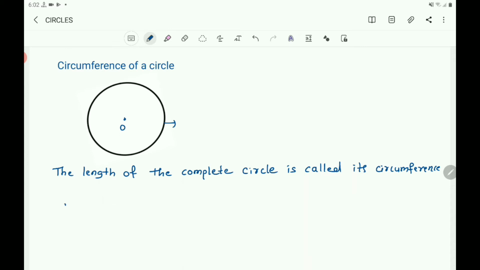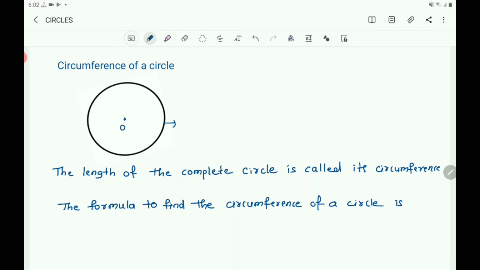So you write the formula to find the circumference of a circle is C equals 2 pi r, or the perimeter of a circle P equals 2 pi r. Here, r is the radius of the circle, and pi is, what is the value of pi? Pi equals 22 by 7 or 3.14.